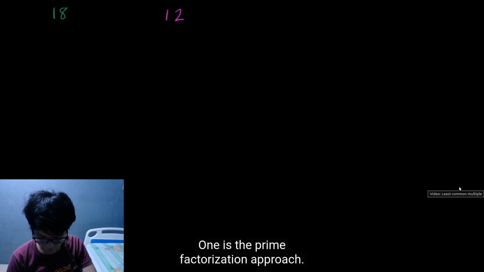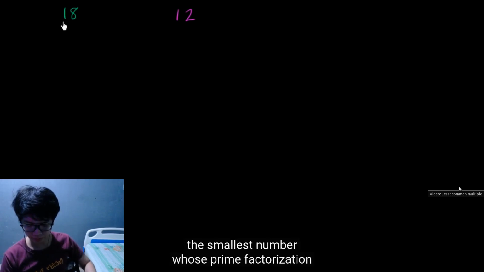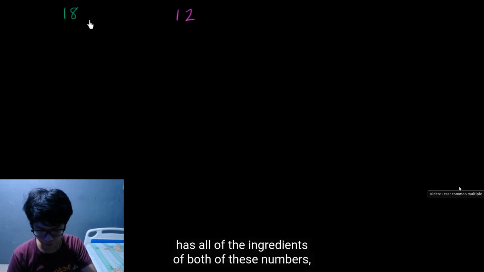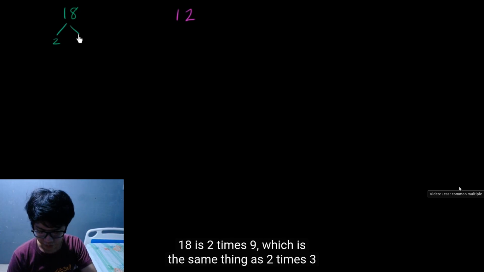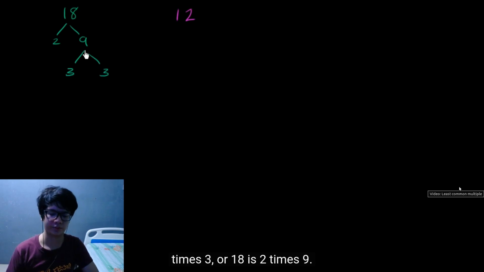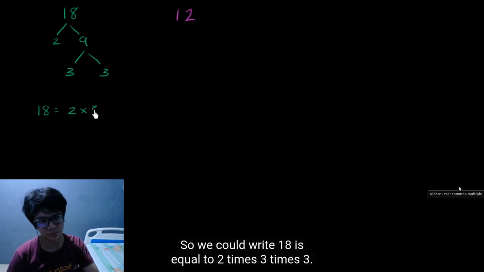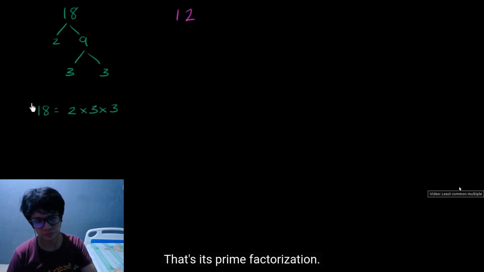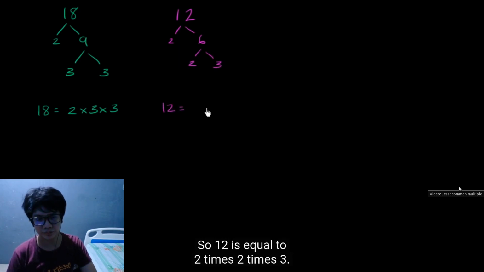There's two ways that we can approach this. One is the prime factorization approach. We can take the prime factorization of both of these numbers and then construct the smallest number whose prime factorization has all of the ingredients of both of these numbers, and that will be the least common multiple. So let's do that. 18 is 2 times 9, and 9 is 3 times 3. So we could write 18 is equal to 2 times 3 times 3. That's its prime factorization. 12 is 2 times 6. 6 is 2 times 3. So 12 is equal to 2 times 2 times 3.